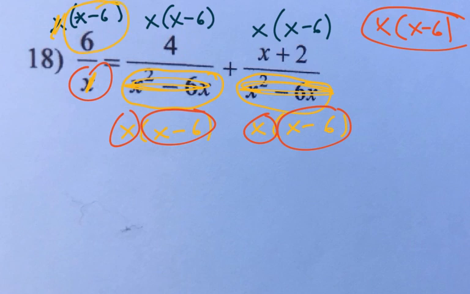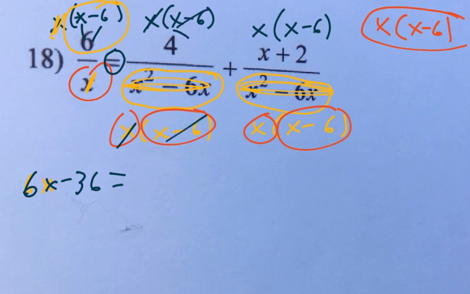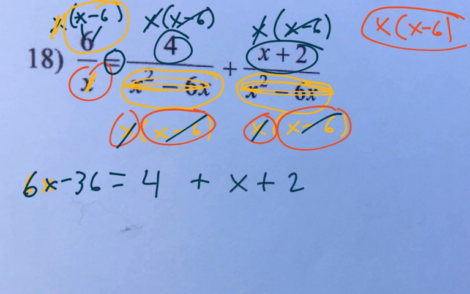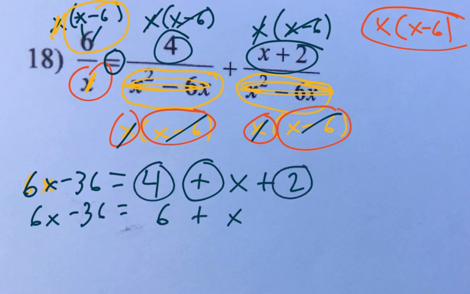I now need to distribute here. 6x minus 36. Again, I did 6 times x, 6 times minus 6, equals. Notice here the x and the x minus 6 cancel. I'm just left with 4. Over here, x and x minus 6 cancel again. I'm just left with a plus x plus 2. If this was a minus, distribute the minus. So, 6x minus 36 equals x plus 6, or 6 plus x, right? Because 4 and 2 is 6.